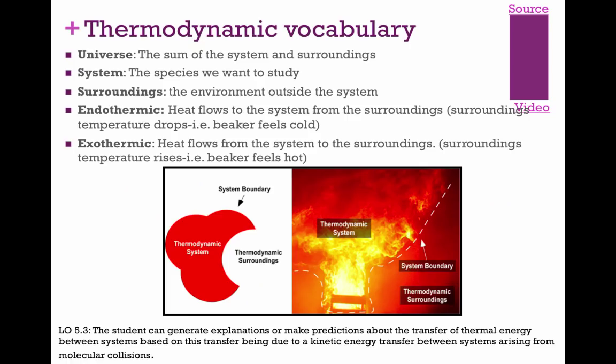So some vocabulary for thermodynamics and thermochemistry. The universe is everything. System, what we want to look at. Surroundings, everything else. And then endothermic and exothermic. So endo goes into the system, exo it exits the system. So always think about when you take the temperature, typically you take the temperature of the surroundings.